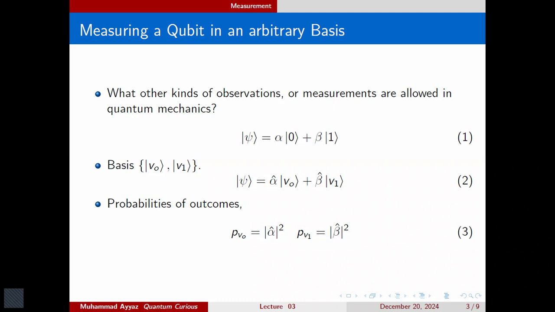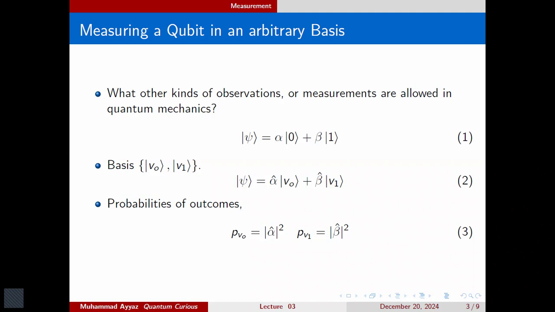So consider we have a state in terms of the computational basis, that is the 0 and 1 state, and the qubit is written as the superposition state of these bases, given in equation 1. We want to calculate the given qubit in the basis V0 and V1, and these could be any basis of our desire and choice.